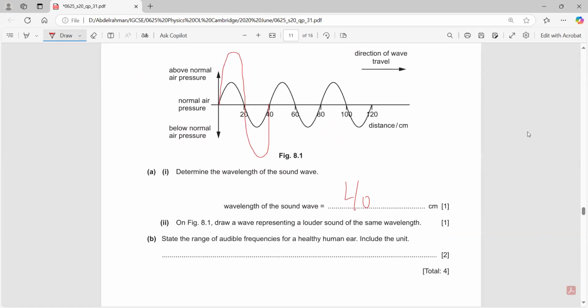State the range of audible frequencies for healthy human ears. Audible frequencies are from 20 hertz to 20,000 hertz. Can I write down 20 kilohertz? Yes, you can write down 20 kilohertz. Don't just write down the numbers from 20 to 20,000, you'd lose a mark. You need to include the unit, which is hertz, frequency.